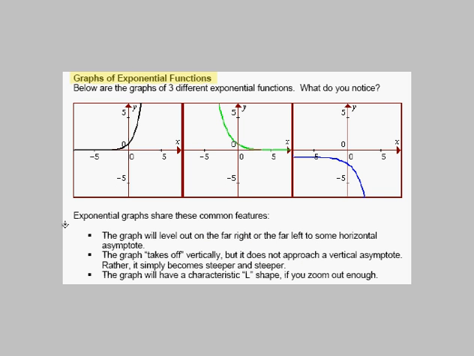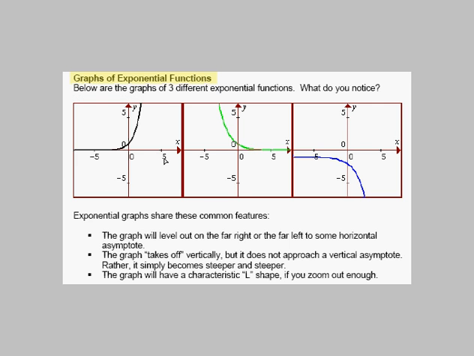Graphs of exponential functions always have a characteristic shape. They level out horizontally on one side and then they just take off almost vertically. Now they might take off vertically to the left and level out to the right, as is the case in this second graph, or they might level off to the left and take off up on the right, or they might take off down on the left. At any rate, what we have is an L-shaped graph.